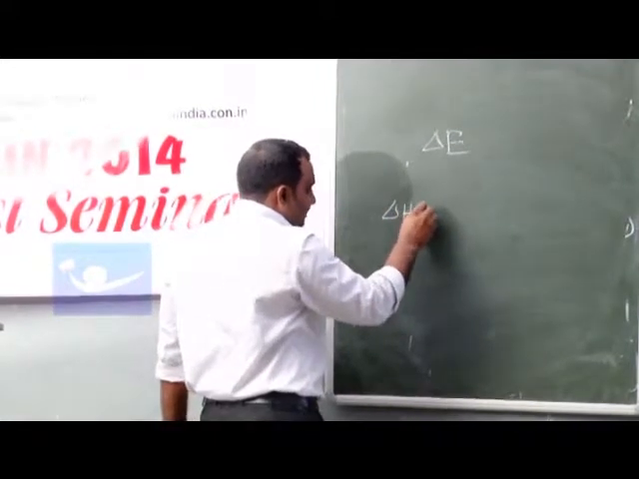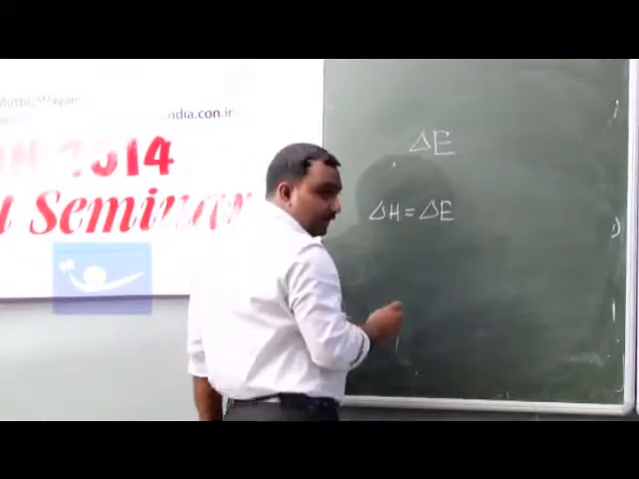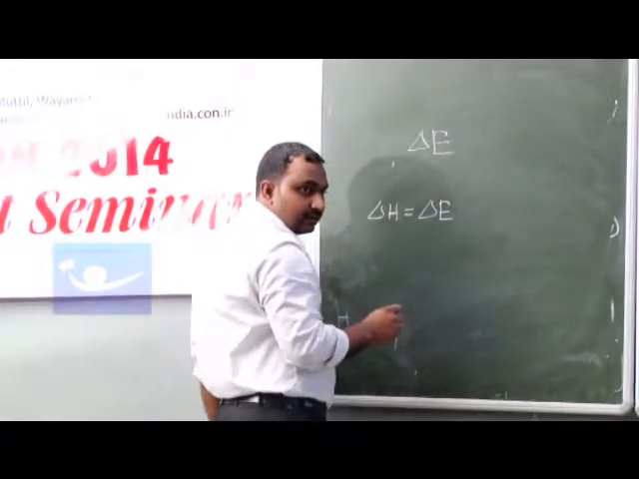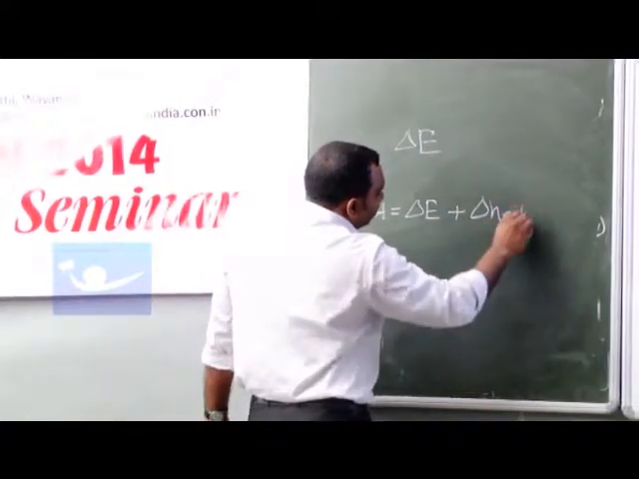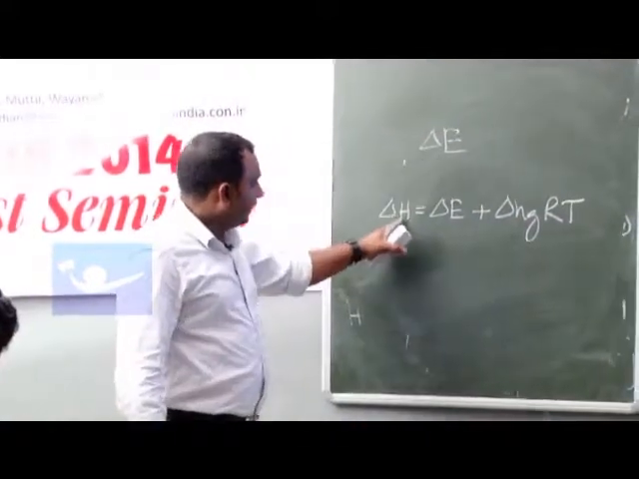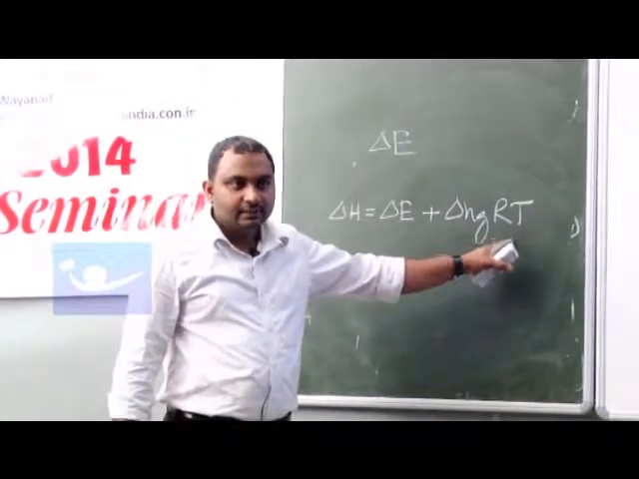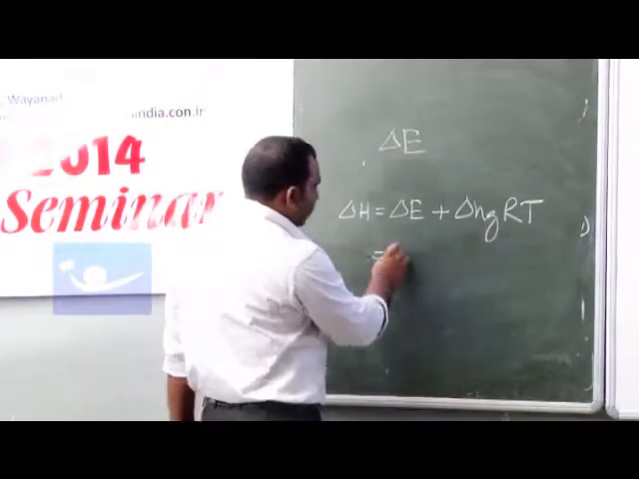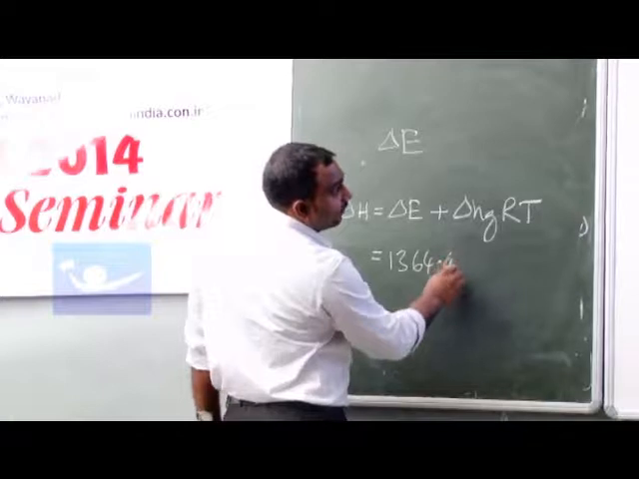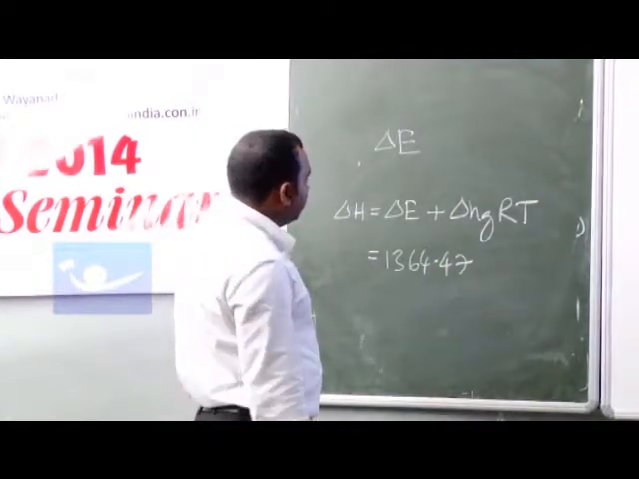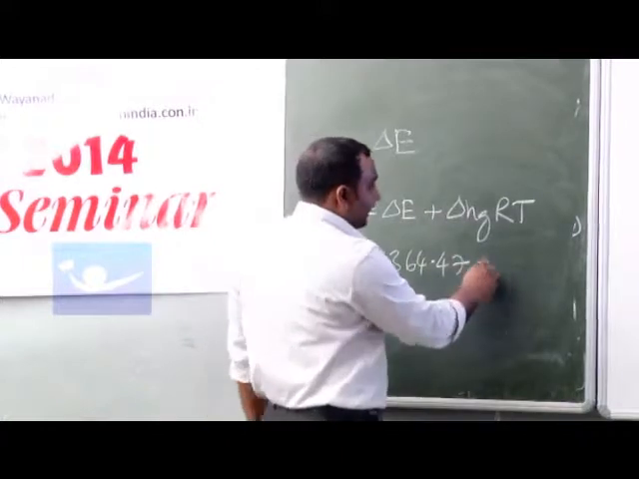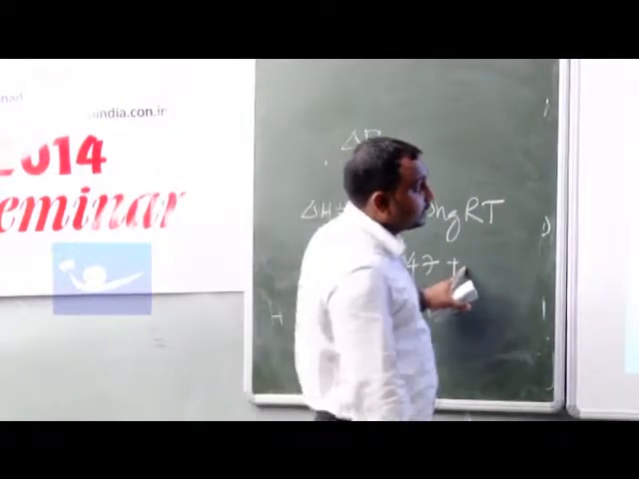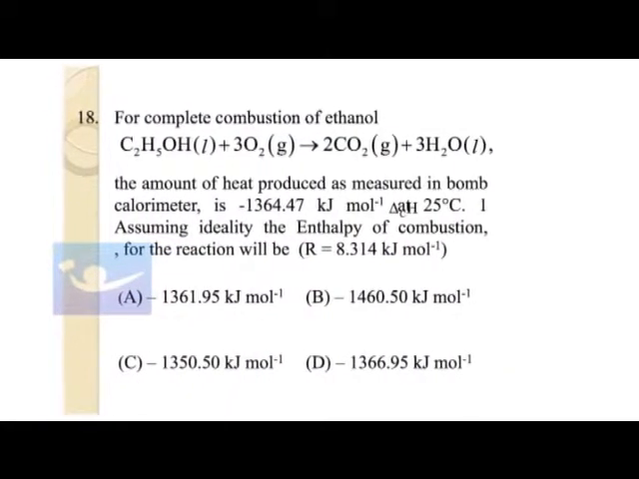You have an equation that is delta H is equal to delta E plus delta nGRT. Delta H is equal to delta E plus delta nGRT. Then delta E is given. What is that? 1364.47. Then what about delta n? What is the value of delta n? Actually it is minus 1364.